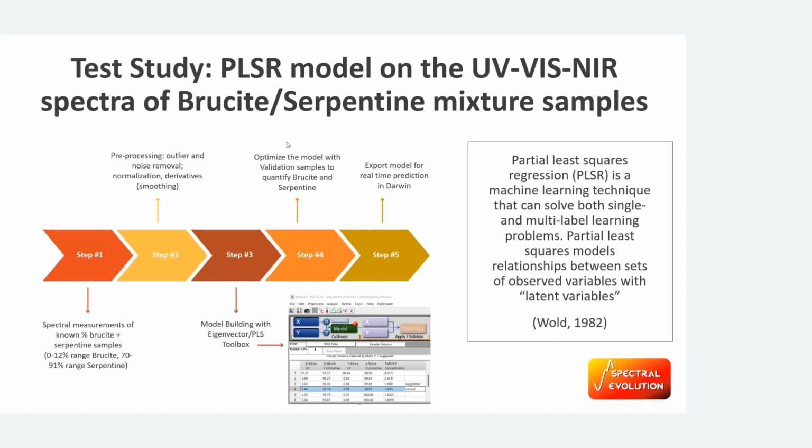So what are the steps to create a model? Well, first we have to start with the spectral measurements of those known concentrations of the brucite and the serpentine mixtures. So we had a range of 0 to 12% for the brucite and a 70 to 91% range for serpentine. So after the data was taken with the ore expert, we needed to do some pre-processing to the data. So that means outlier, noise removal, and some smoothing if needed.